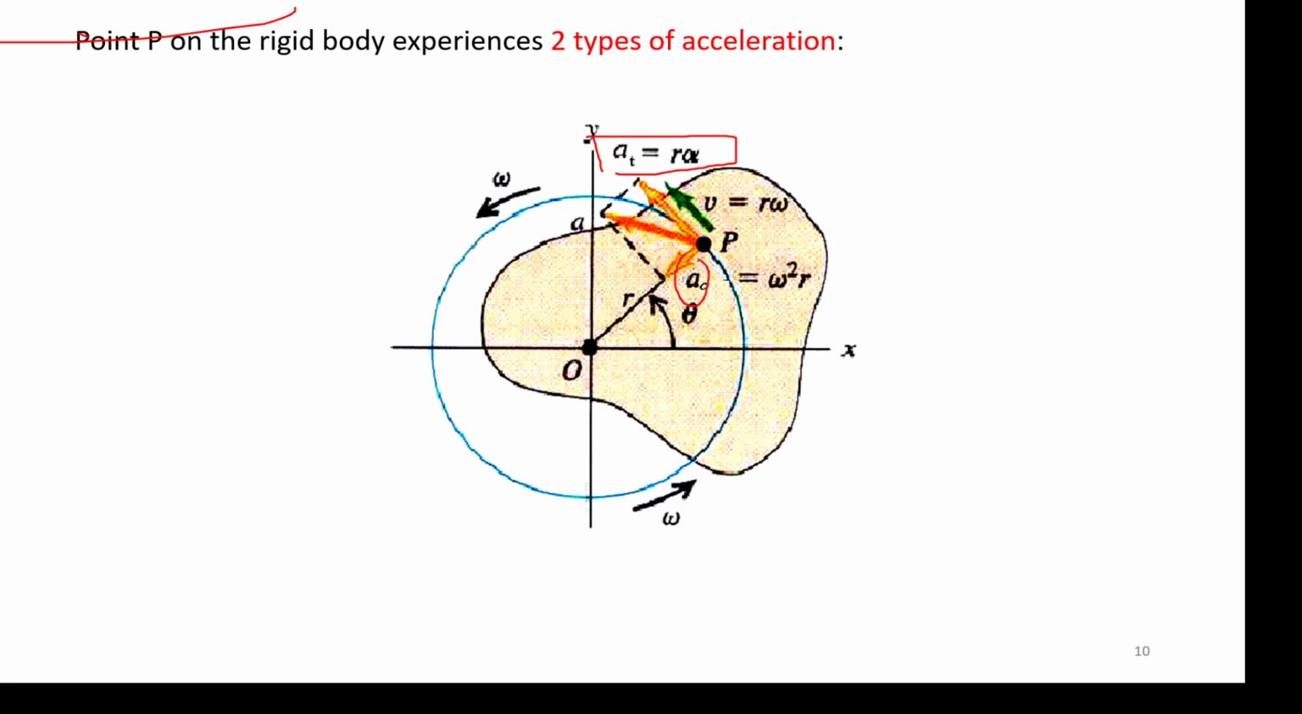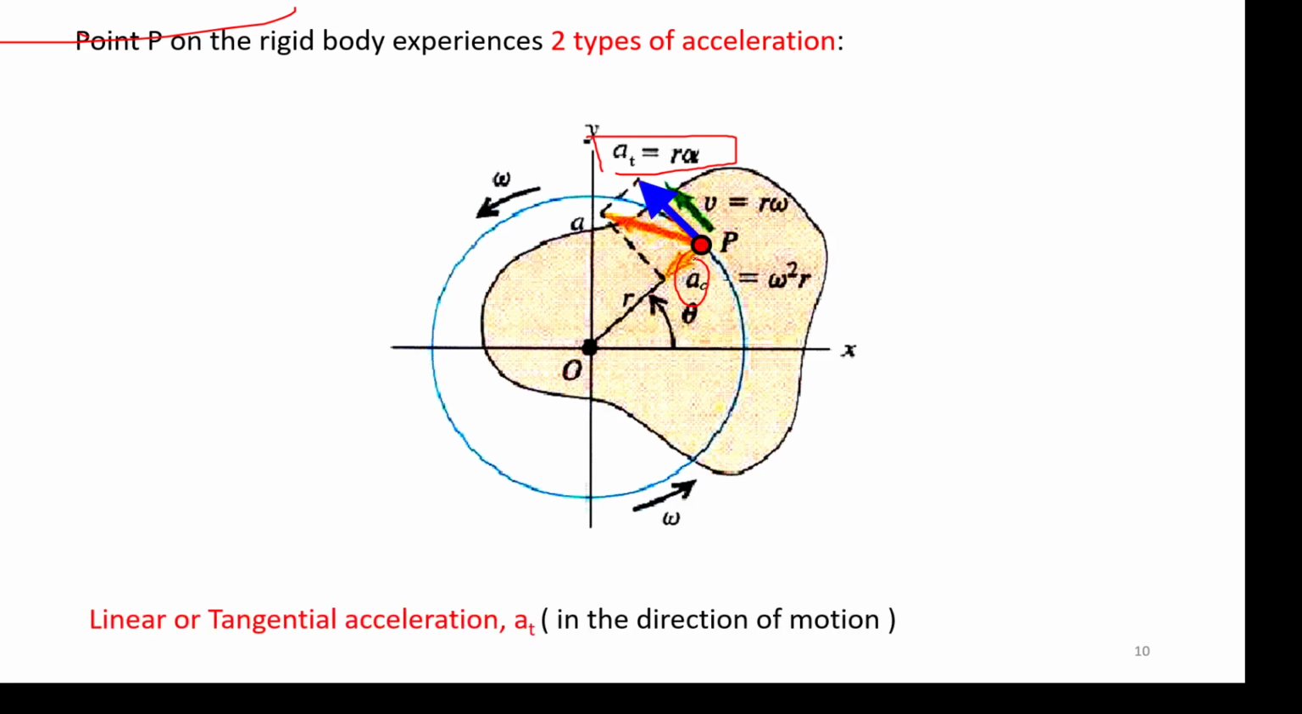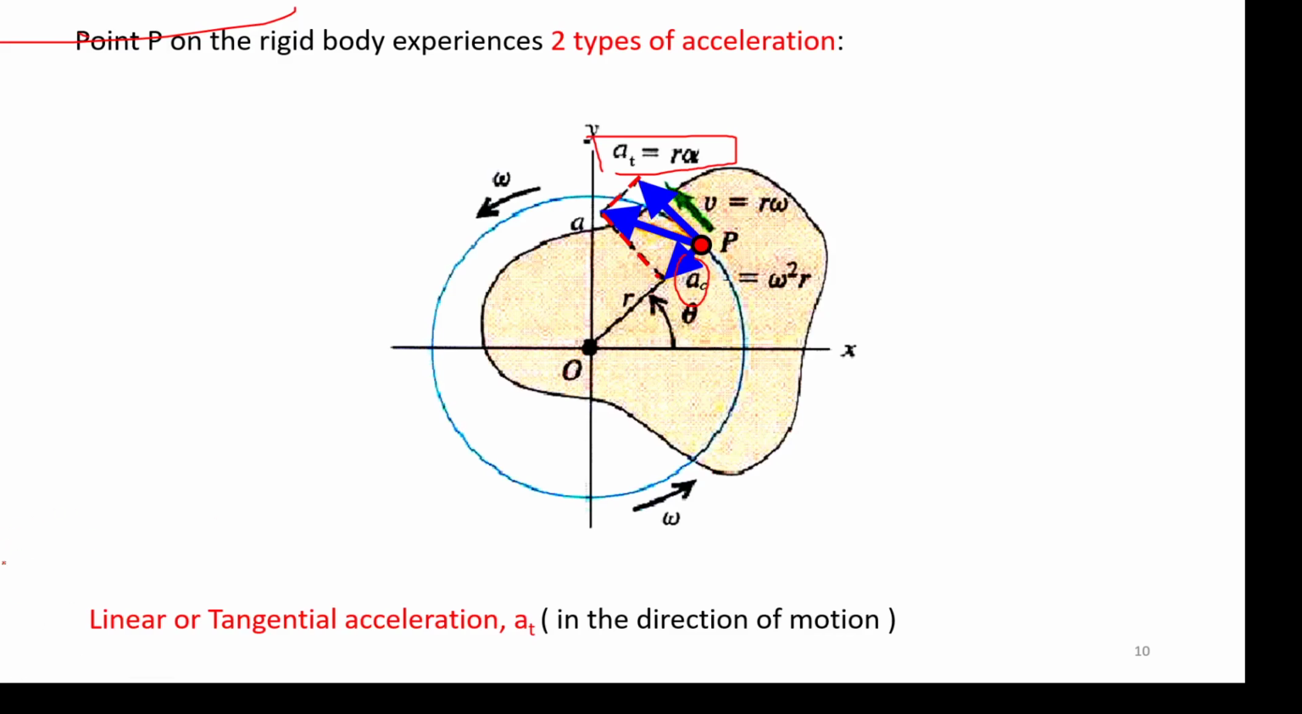What's AC? If you remember in chapter 6, circular motion, AC is the centripetal acceleration. So those are the two types of acceleration: tangential acceleration and centripetal acceleration. It doesn't show here, but the first part is the tangential acceleration, the second part is the centripetal acceleration.